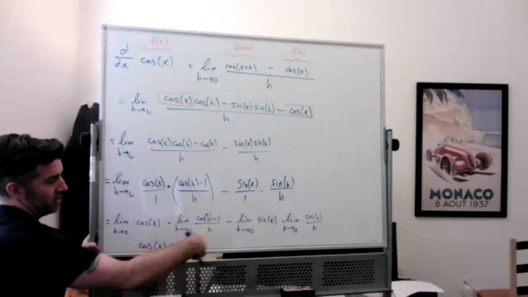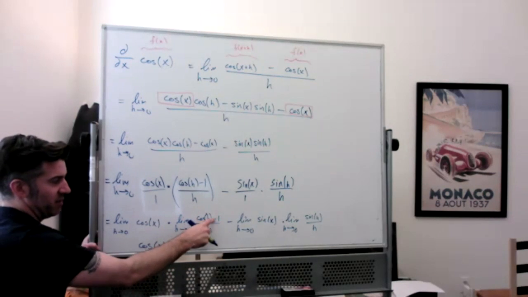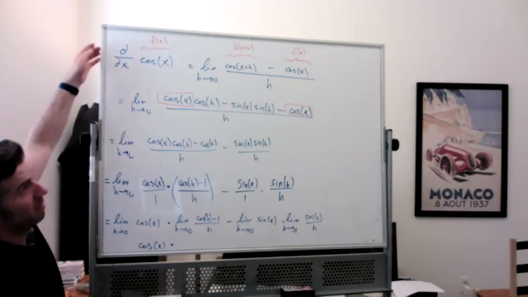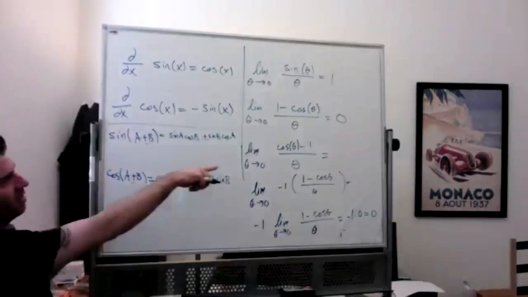times, now what's the limit as H goes to 0 of cosine of H minus 1 all over H? 0. Yeah, right? We did that on the other side. Oh yeah, that's 0.